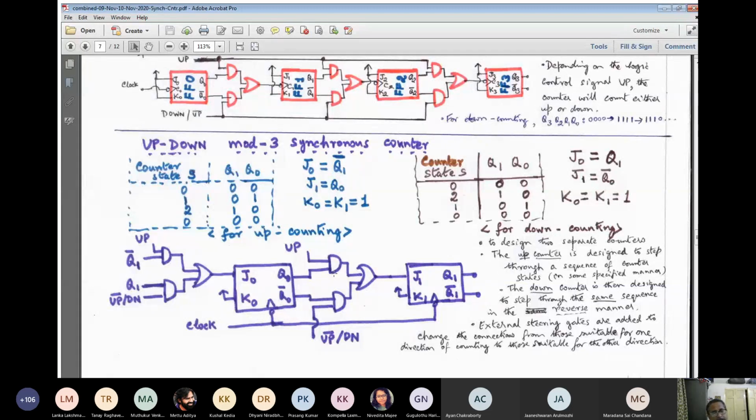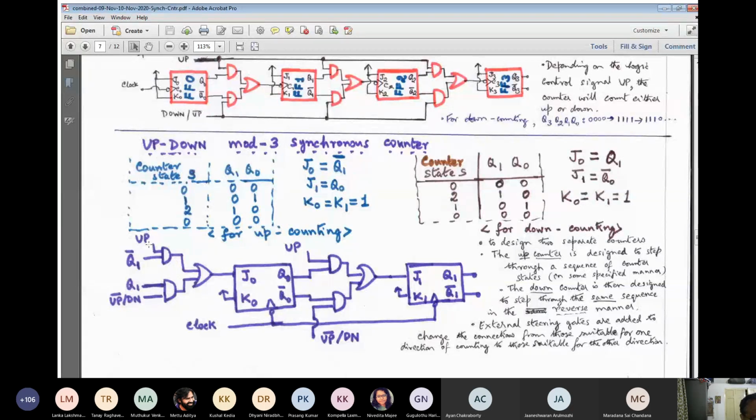As simple as that. So J0 and J1 will be driven by a 2 to 1 multiplexer, where the up signal works as the control input of the 2 to 1 multiplexer. Up determines whether the counting will proceed in the forward direction or the backward direction. So if up is 1, it means that we want the counter to go in the forward direction, that means starting with 00, 01, 10, and then revert to 00.